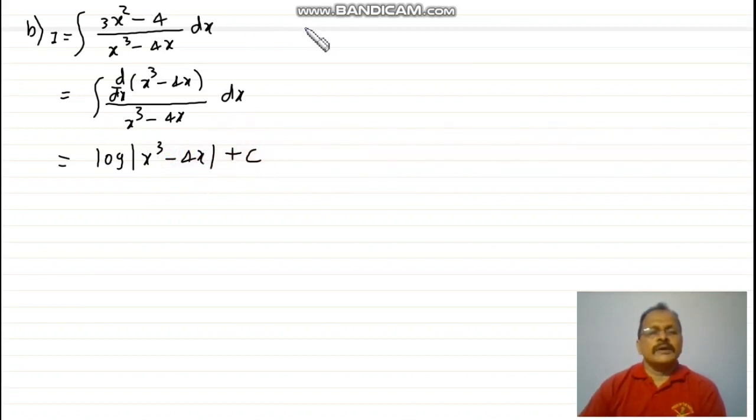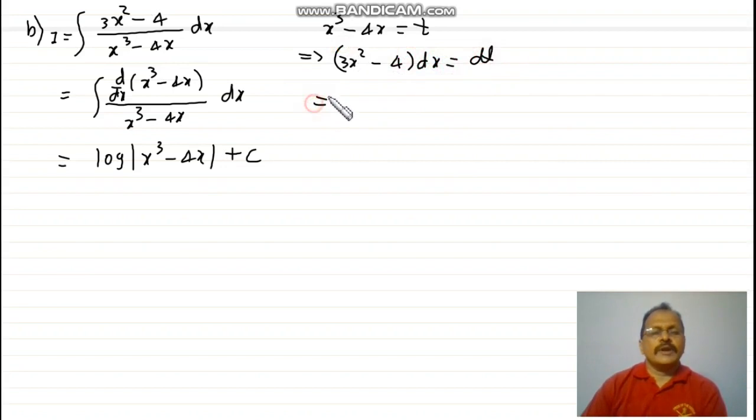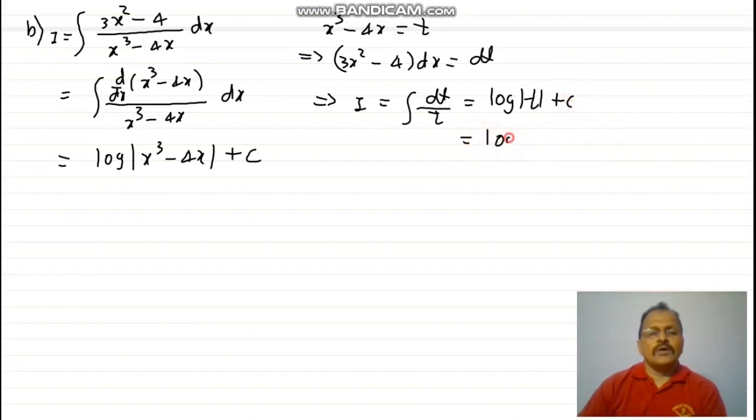In the other way, you may put the denominator x cube minus 4x is equal to t. This implies that 3x square minus 4 times dx is equal to dt, and this implies that I equals to integration dt upon t, which is log of mod t plus c, that is log of mod x cube minus 4x plus c.